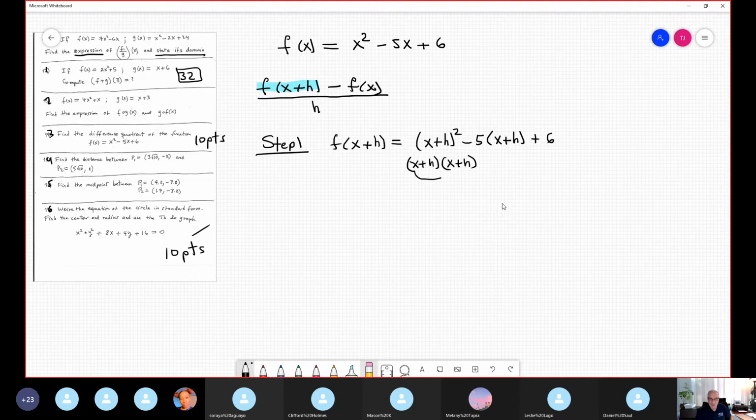So, you FOIL: it's x squared plus xh plus another xh, can I put it in this order, plus h squared. Done. I did the first part. The second part is easier. It's just distribute the property. It's minus 5x minus 5h plus 6. Done. I did that part, the part I highlighted in blue color.